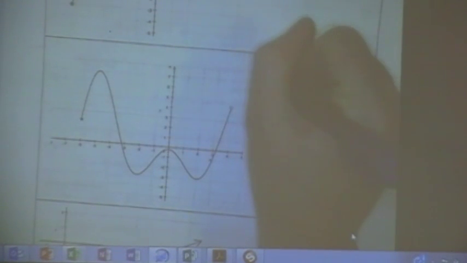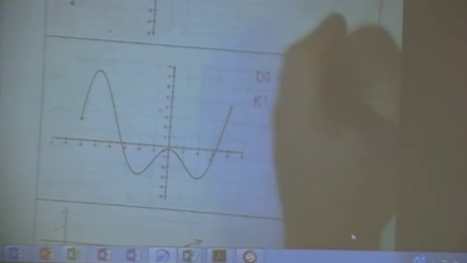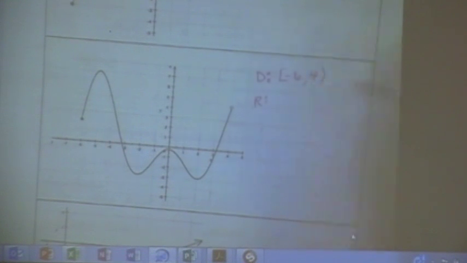Okay, so on the next one, let's do domain first. How far left, how far right? How far left? Bracket -6, how far right? 4, parentheses, because it's an open dot.